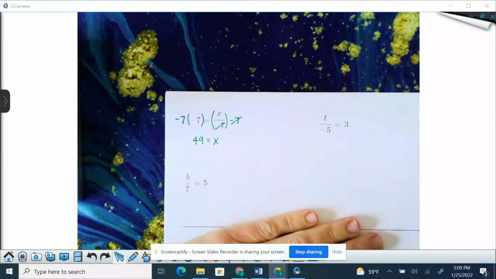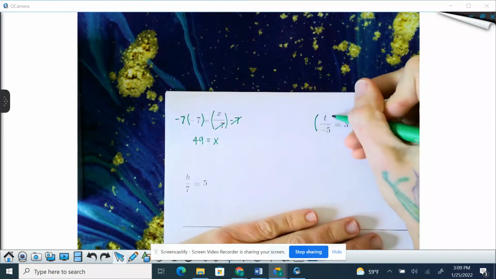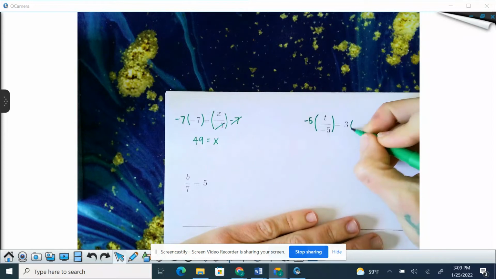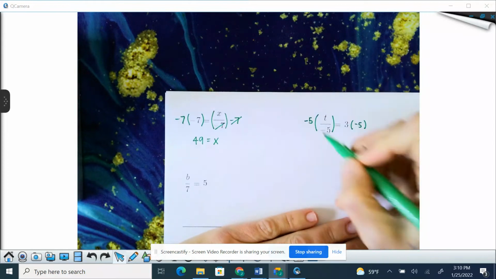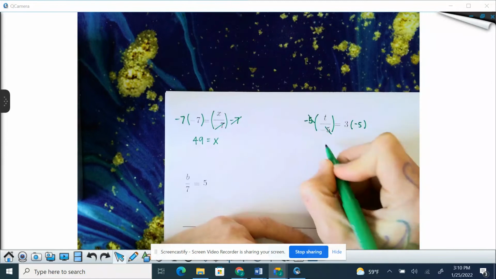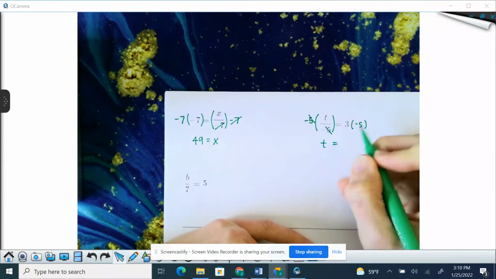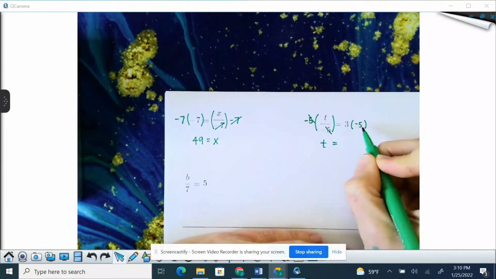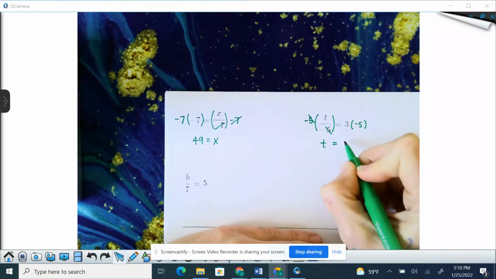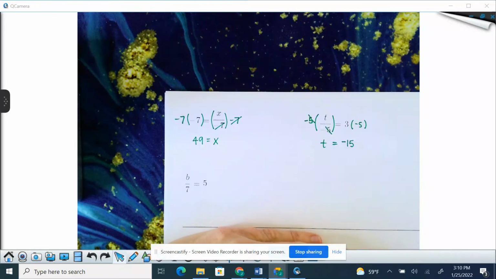So again, this one, we have a negative 5 at the bottom, so we're going to multiply by a negative 5 on both sides. These guys cross out. So t equals 3 times a negative 5. So that's a positive and a negative, which means we're going to have a negative outcome. So negative 15 is going to be my answer for that one. So t equals negative 15.